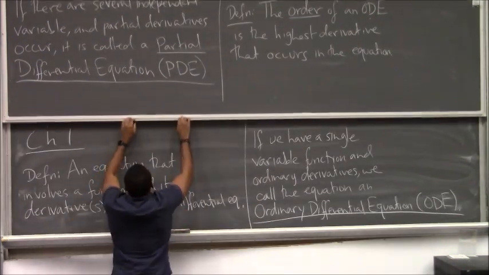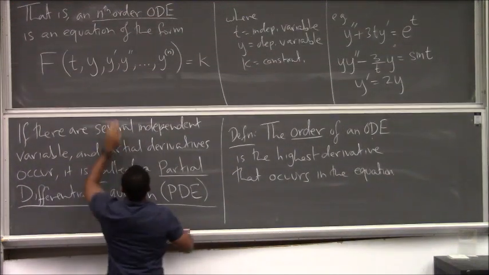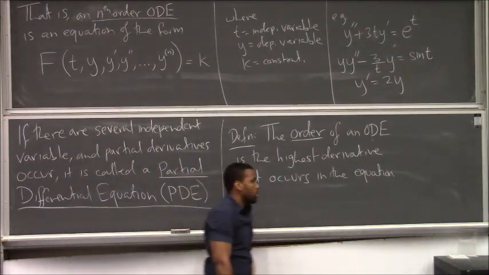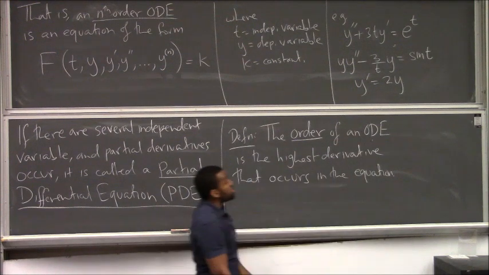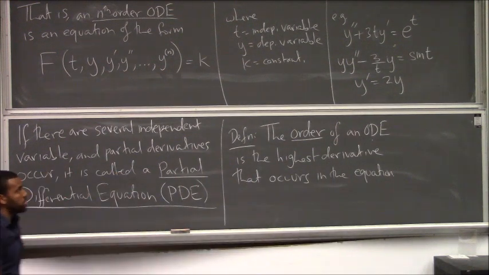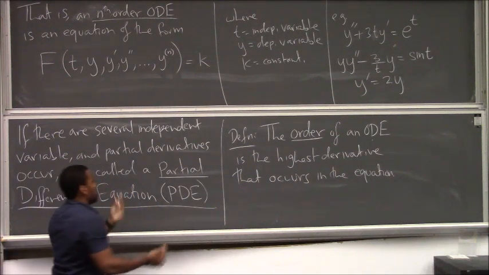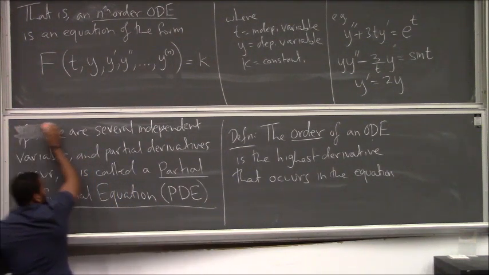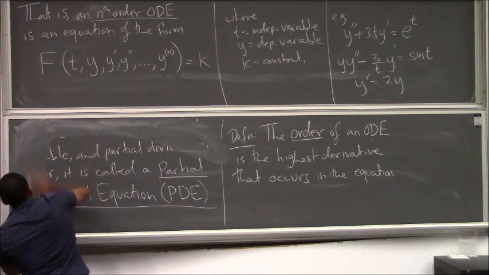Okay. So that is what a differential equation is. It's just an equation that has derivatives in it. Once you have a single variable function and only one independent variable, we call it an ODE. If it has multiple independent variables and partial derivatives, we call it a PDE.